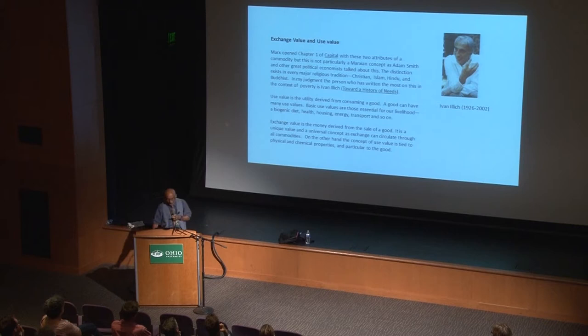Use value, as I said, is the utility that you get from consuming this good. A good can have many use values, whereas exchange value is fairly unique. It's very precise. It's the price of that good. The man who has written a lot on this is the Austrian philosopher Ivan Illich. He was a Jesuit priest at one point, and he died a few years ago. If you read some of his books, such as Toward a History of Needs, most of the ideas I'm presenting were inspired by what he said. So let me move on.